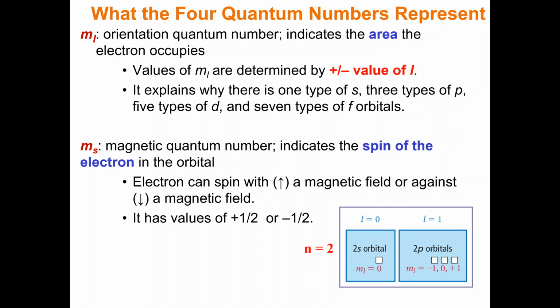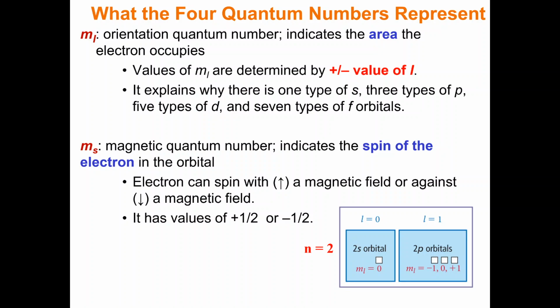But for instance, in the p orbital, I have L equal to 1, so now the value of m sub l can be minus 1, 0, or positive 1. So I have three orbitals inside of the p subshell.